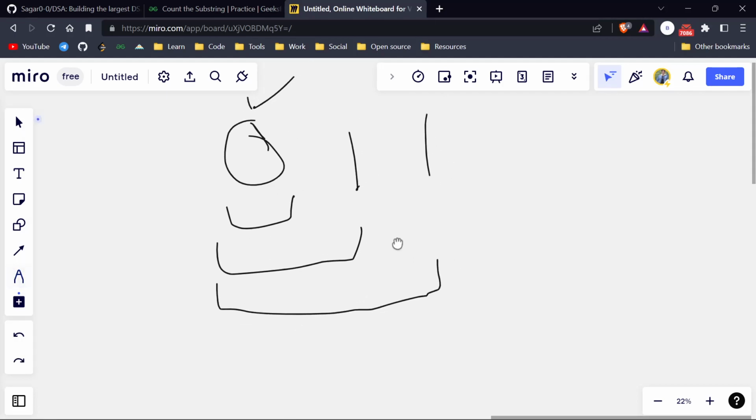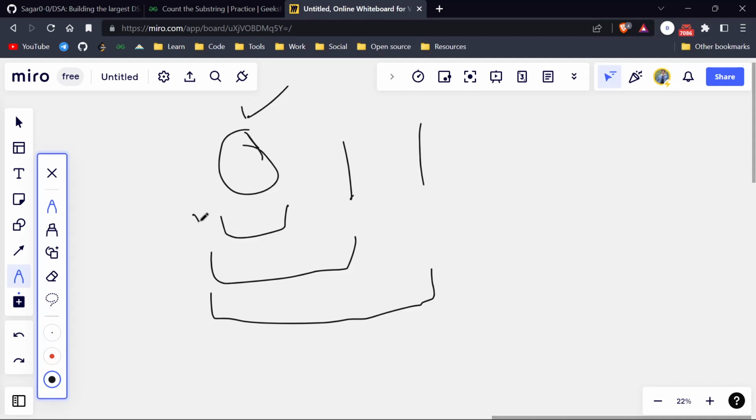Here we can see this substring has more zeros than ones, so we just have to remove this count. First of all, we will get the whole count. The whole count will be n, the total number of substrings that start from this point. How many total substrings are present that start from 0? There are n substrings present, or we can say n minus i substrings present.